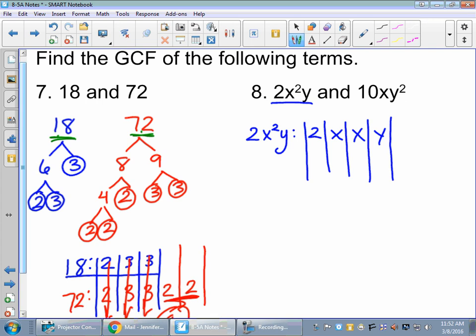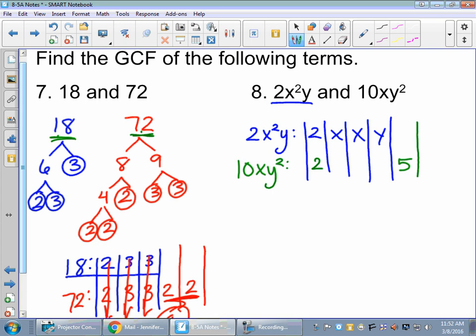So if 10 has anything to share, we can put them in there. So 10x y squared, well 10, if you think in your head, is 2 times 5. They can share the 2, but they don't share the 5, so 5 needs its own column.